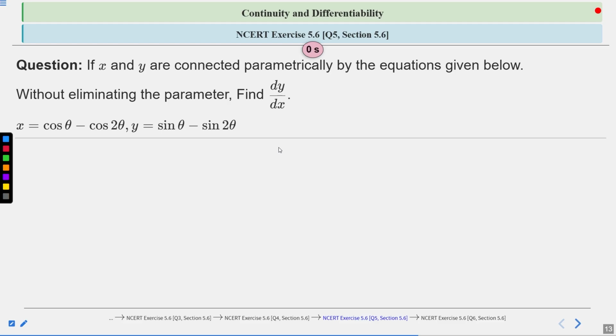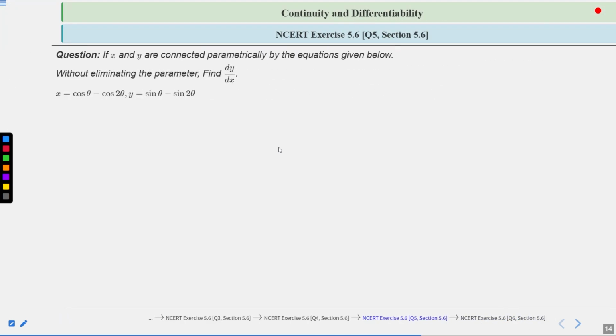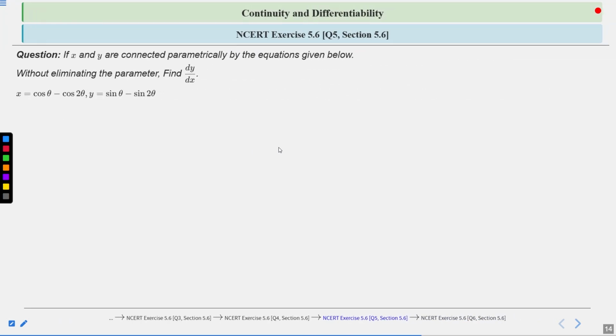Okay, let us see the solution part. Again, x is equal to cos theta minus cos 2 theta and y is equal to sin theta minus sin 2 theta. We have to find dy by dx, right? So let us see the solution part. The answer is basically cos theta minus 2 cos 2 theta upon 2 sin 2 theta minus sin theta.